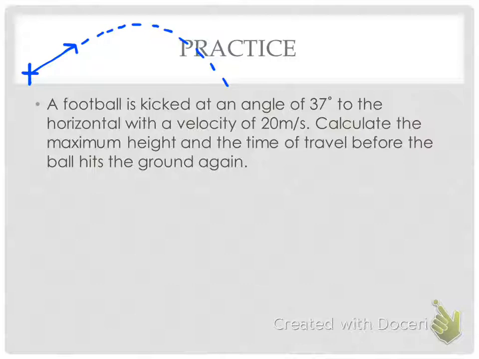So it was kicked at an angle of 37 degrees with a velocity of 20 meters per second. That's pretty far, or pretty fast. So this ball is going to go pretty far. All right, let's break down that initial velocity vector first.